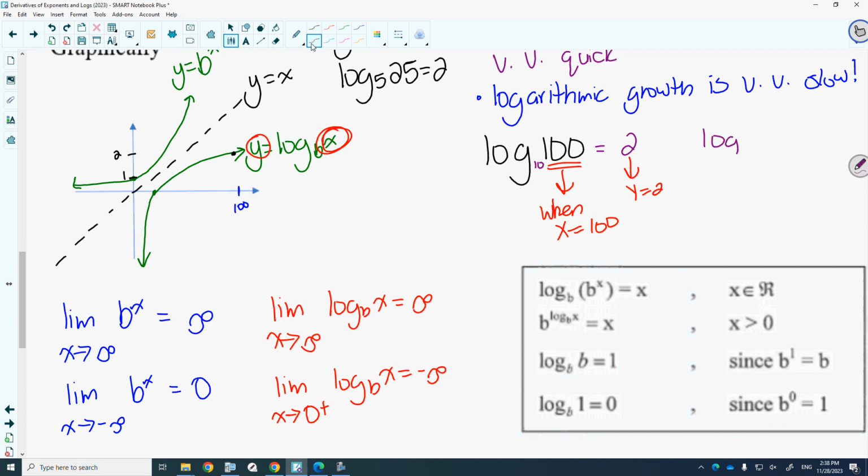I'll give you another one. What is the log of 1,000? So 10 to what power will give you 1,000? 3. Okay, so what that means is on our log graph, you have to go all the way to x is equal to 1,000 to get to y is equal to 3. So it's just very, very slow growth, logarithmic growth.